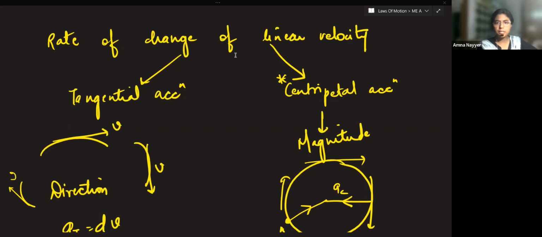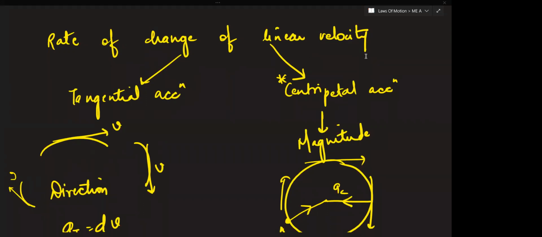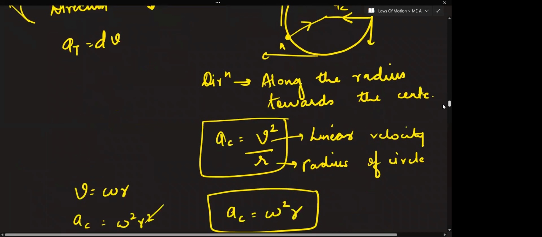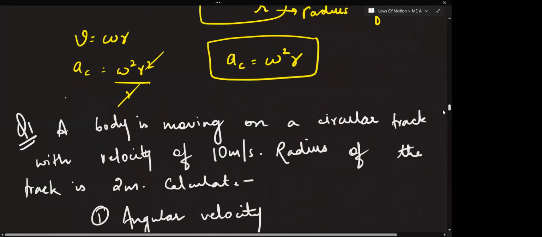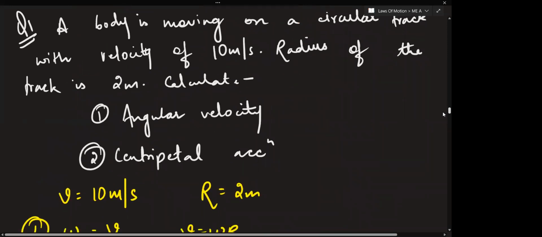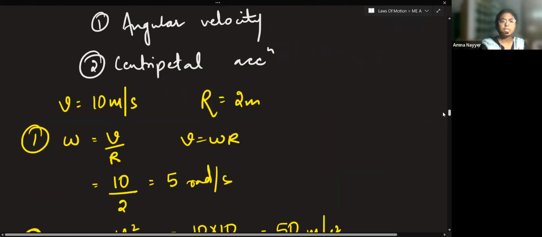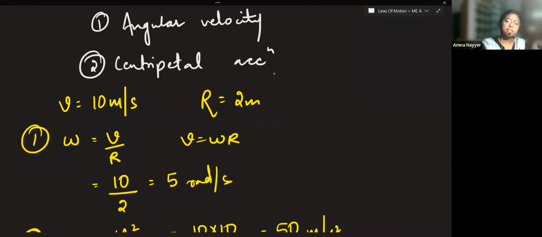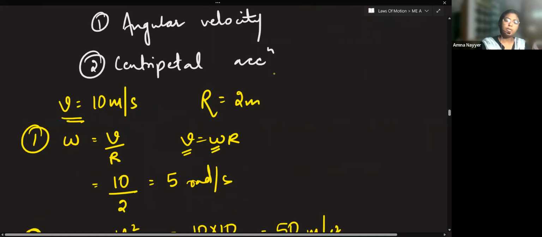Aisha, you're asking something? Yes, ma'am. Ma'am, in that question, we are supposed to find angular velocity, right? But that formula is for linear velocity. This V formula, V is equal to omega r, that is linear velocity. So yes, linear velocity is given to us. So linear velocity is equal to angular velocity multiplied by radius. From here we can get this.